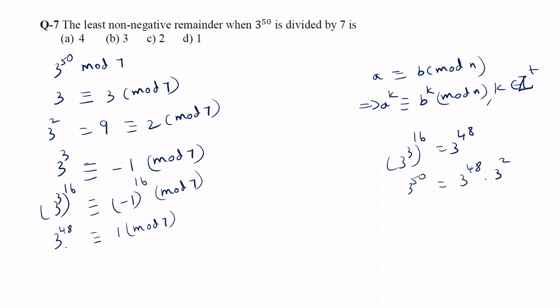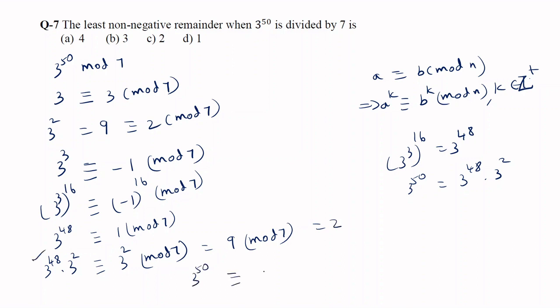Since we need 3 raised to 50, let us multiply both sides by 3 square. So 3 raised to 48 into 3 square is congruent to 3 square mod 7. Now this 3 square is nothing but 9, which is 9 mod 7. We know that 9 mod 7 is 2. So from here we can see that 3 raised to 50 is congruent to 2 mod 7. Or when we divide 3 raised to 50 by 7, we get the remainder as 2. So the correct option is option C, which is 2.